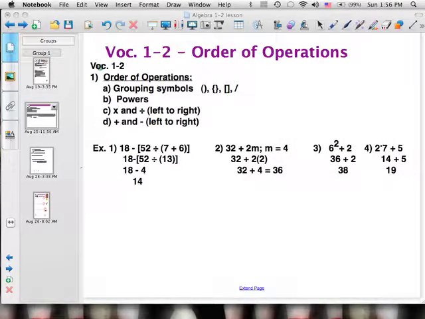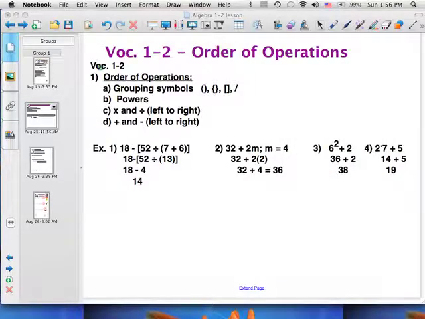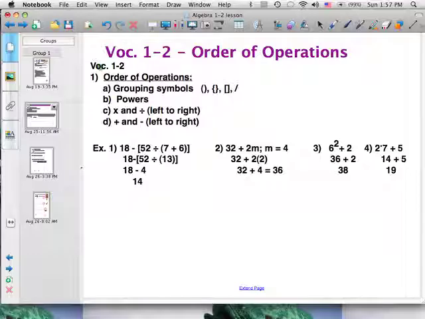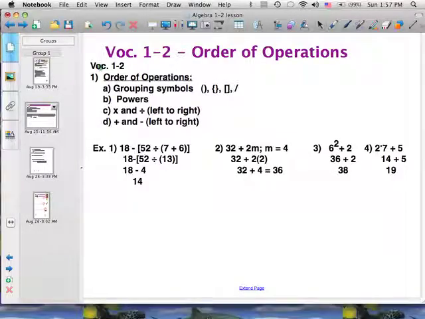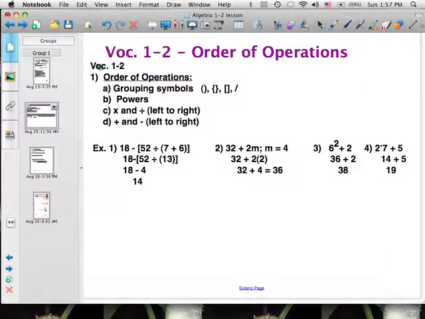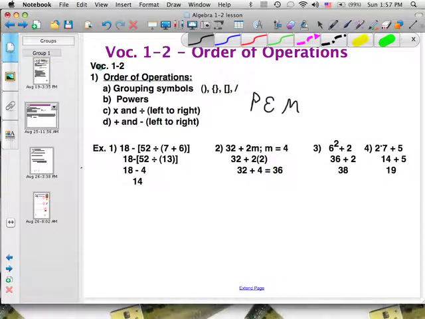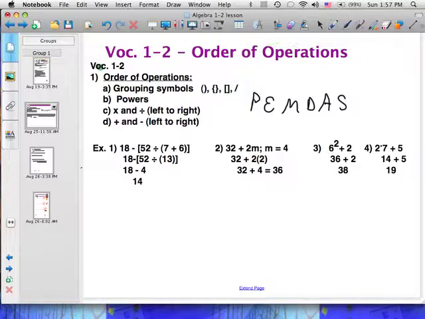In order of operations, in order that we all get the same answer, we need to do the grouping symbols first, anything inside grouping symbols, which would be parentheses, braces, brackets, or the fraction bar. Then do powers. Next, multiplication and division, left to right, and finally addition and subtraction, left to right, which you might remember as Please Excuse My Dear Aunt Sally, PEMDAS.